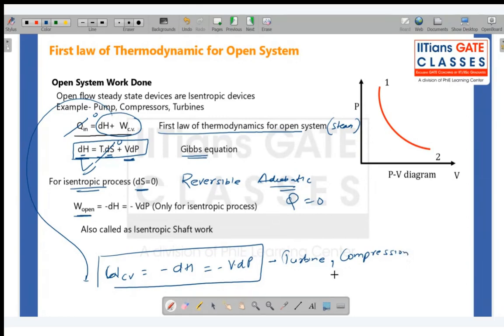Okay, so if you remember, what was closed system work? Can you tell me the general equation quickly?